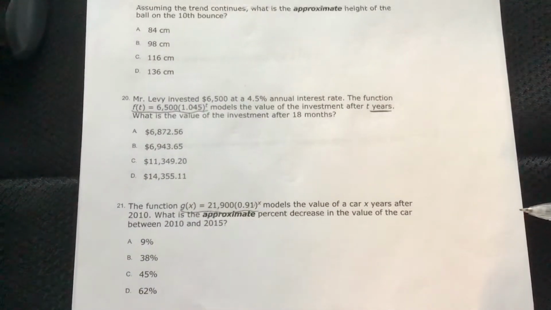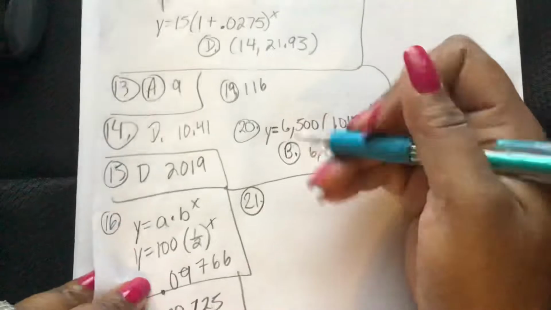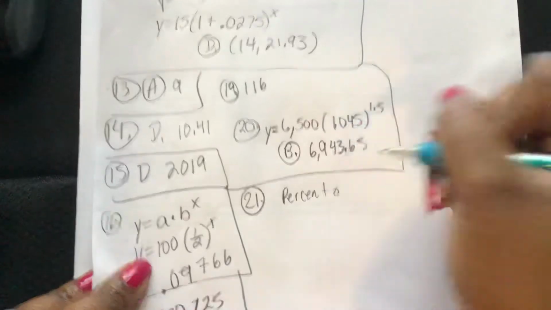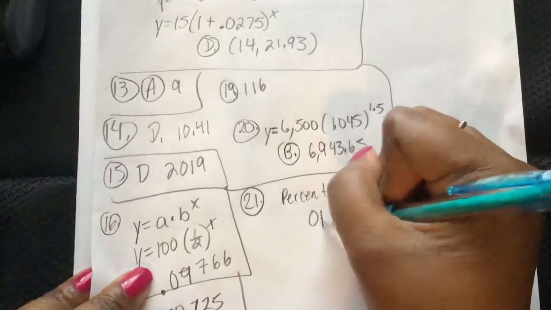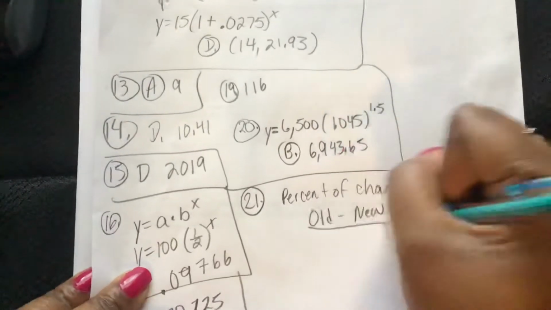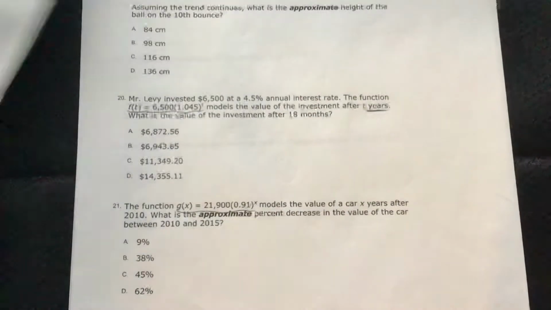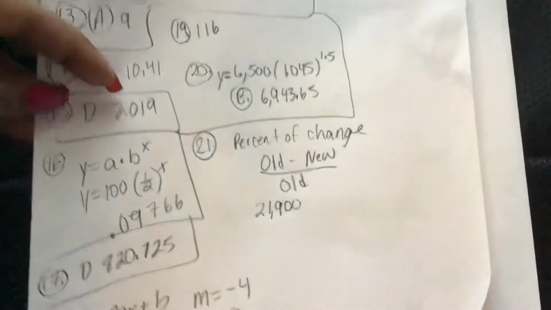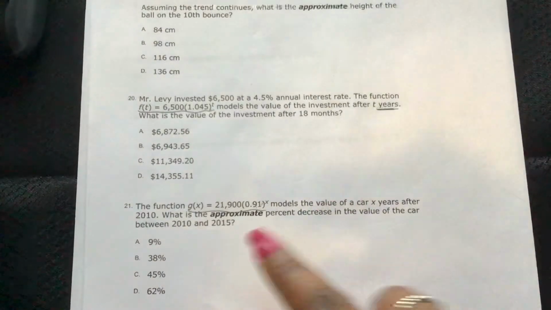Okay, from previous years, if you remember, percent of change, not rate of change, but the percent of change formula is old minus new over old, okay? So this is the formula that we're going to have to use. So the old amount, or the starting amount, is this. So that's going to be 21,900. And the new amount we have to find, that's 5 years later.